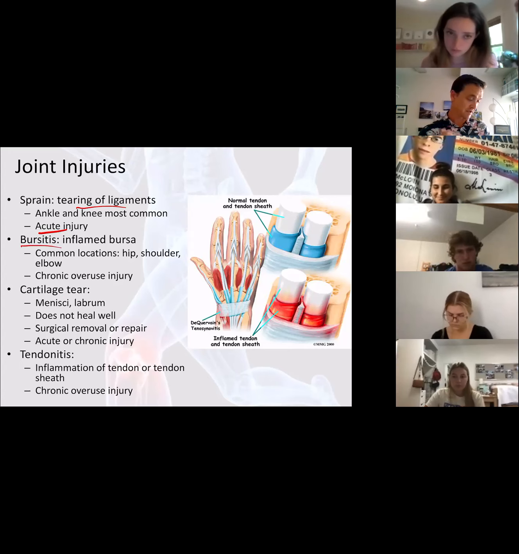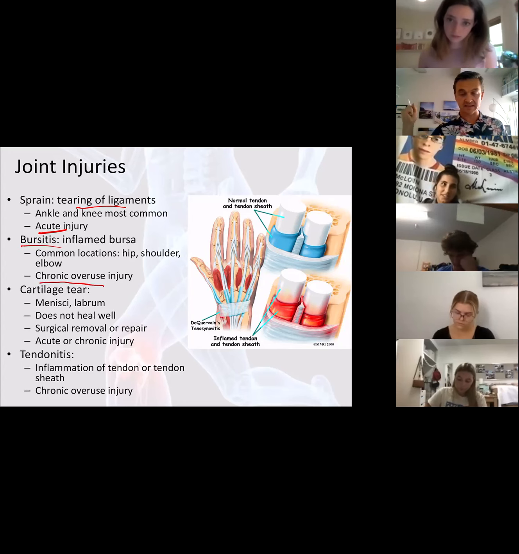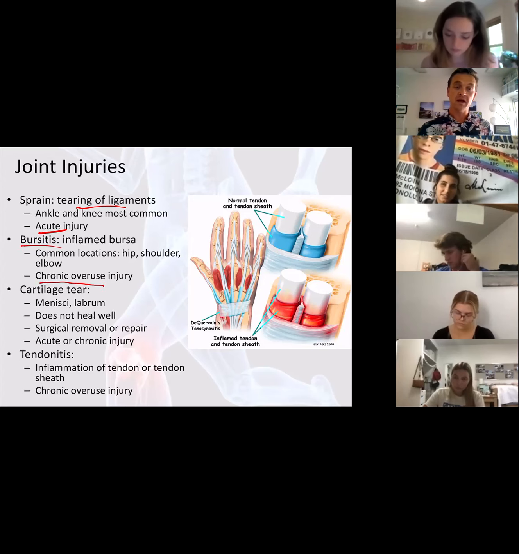Bursitis, we already talked about this one. It's an inflamed bursa, in the hip, shoulder, or elbow. This is definitely a chronic overuse injury, but it can also be acute. If you just get slammed on the end of your elbow, that can flare up the bursa too, but it's more commonly a chronic injury.